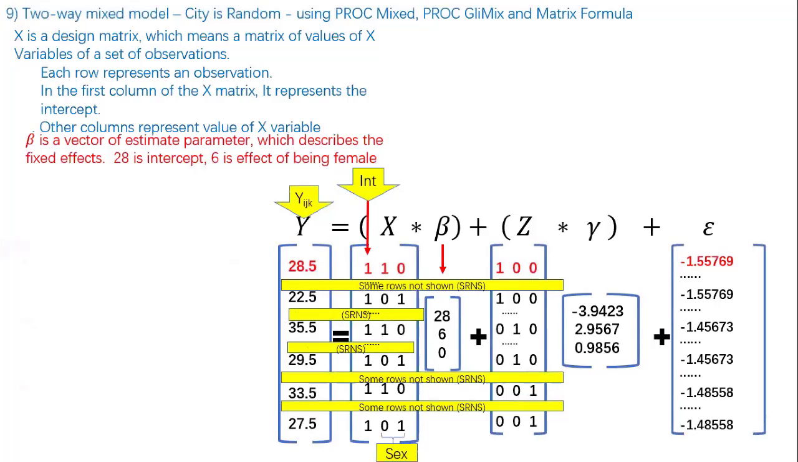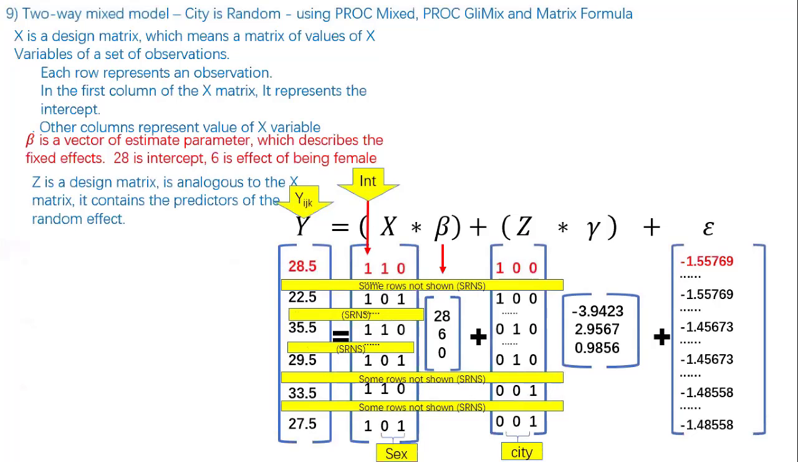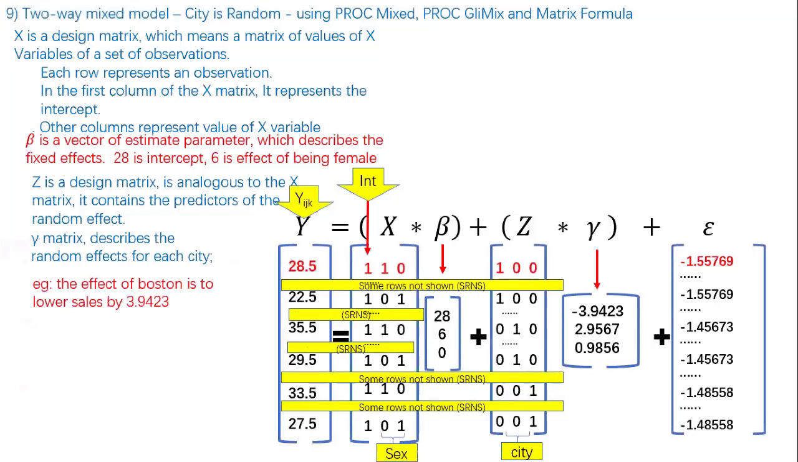Beta is a vector of estimated parameters which describes the fixed effects. 28 is the intercept. 6 is the effect of being female. Z is a design matrix. It is analogous to the X matrix. It contains the predictions of the random effects. The gamma matrix describes the random effects for each city. The effect of Boston is to lower sales by 3.9423. And we can see the error is a random matrix.